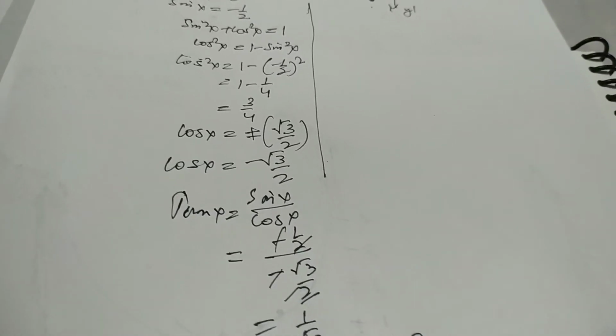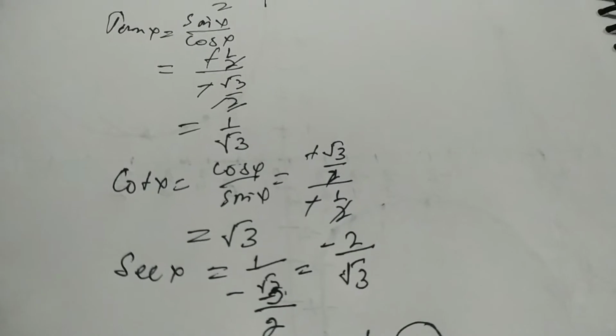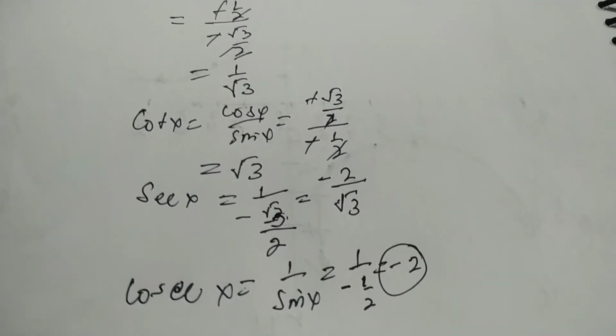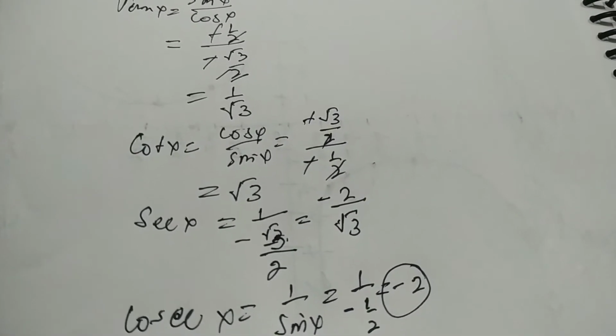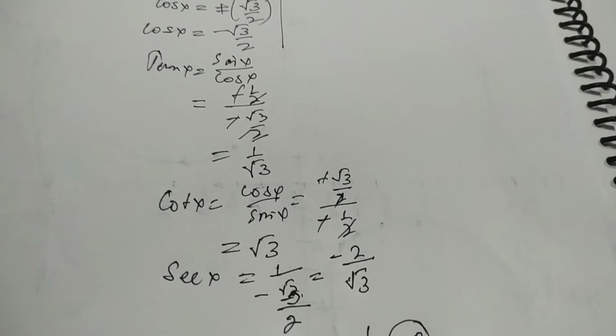But then look at this one, we get cos x is minus root 3 upon 2, tan x is 1 upon root 3, cot x is root 3, secant x is minus 2 upon root 3 and cosec x is minus 2. And cot x and tan x are positive in the third quadrant and the rest of these are negative.